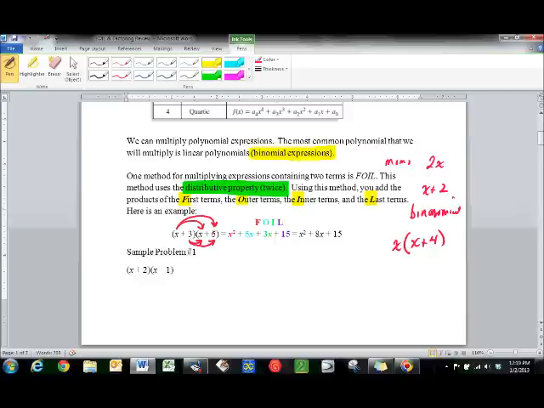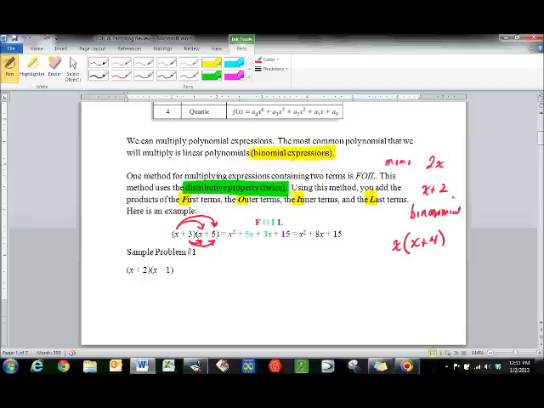So if we take a look at this sample problem, what I'd like you to do is take a little time, pause the video, and work sample problem 1 on your own, and then you can start up the video again to see the solutions. So go ahead at this point, work sample problem 1 using the FOIL method to multiply those two binomials.